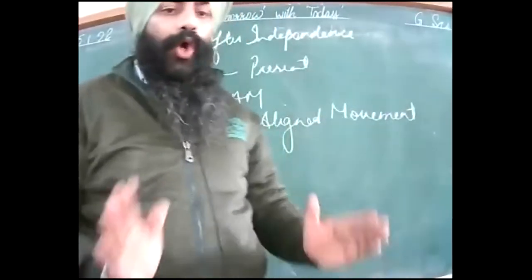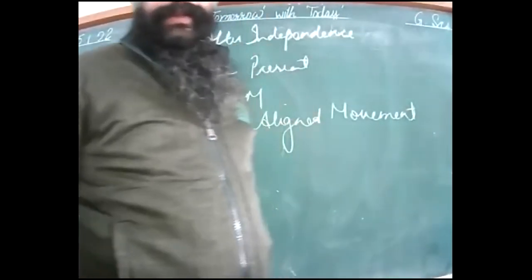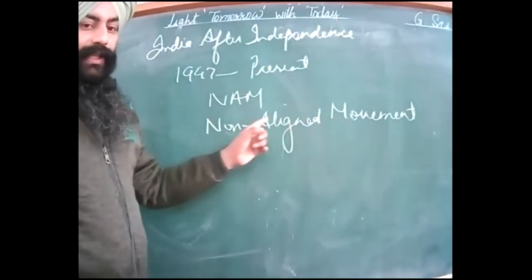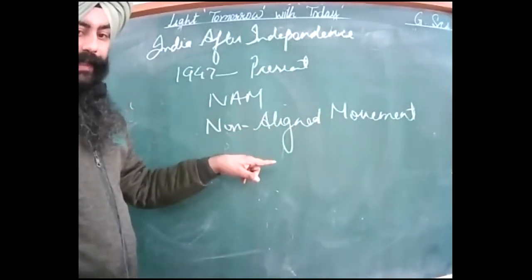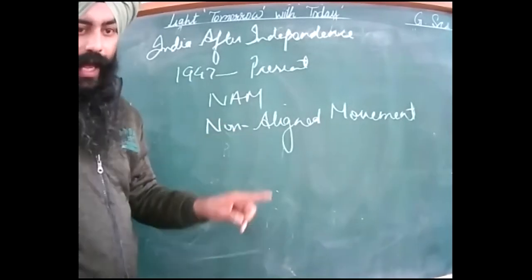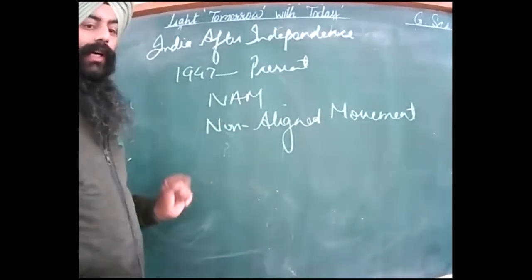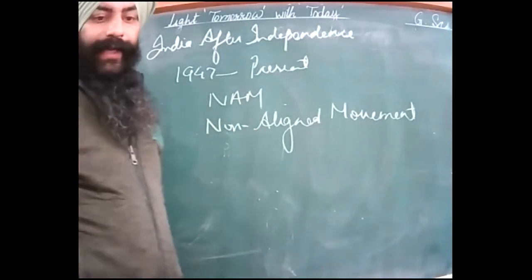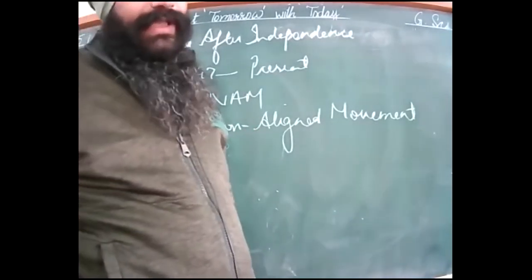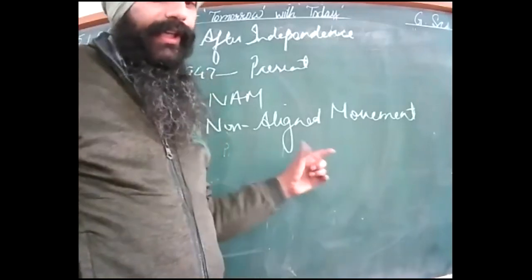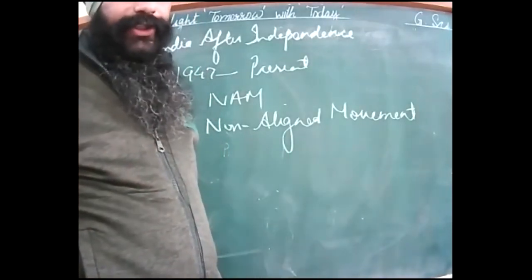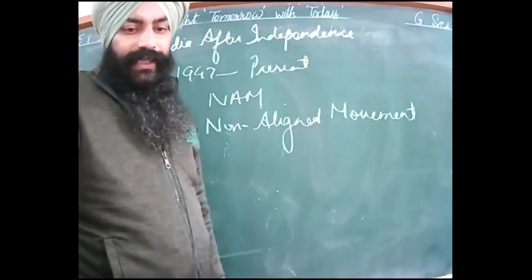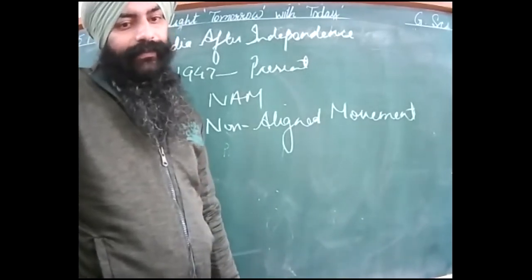But there was one more group. That group was named the non-aligned movement. These were those which were not aligned. Aligned means joined to either the US or Russia. They became neutral in relation to the other countries. So India became neutral at that time.